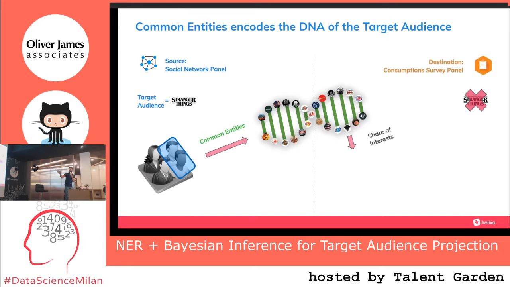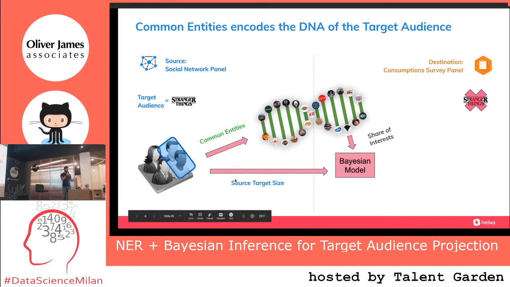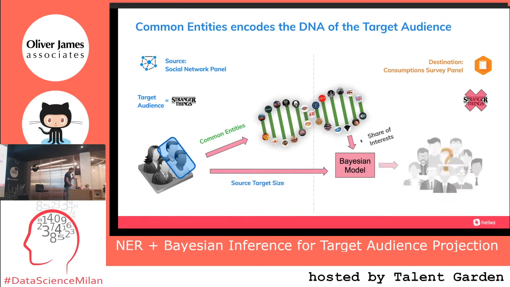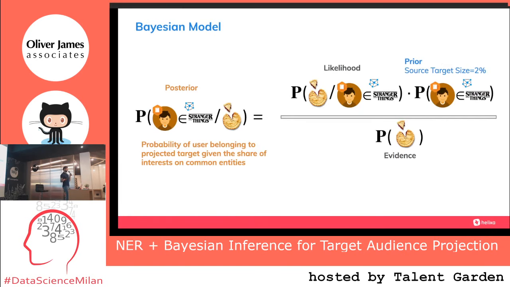So the process is: start with one domain, get the common entities, and extract some information that we call the share of interest. We're going to see what the share of interest is. You can think of it as aggregated statistics about the common entities. And then you feed this into a Bayesian model together with any possible information you can get from the source domain. So the information from the source domain will represent your prior, and this share of interest is what, in the Bayesian formulation, is the evidence. And the ultimate goal is to learn how to predict who are the users that look like the source target audience.